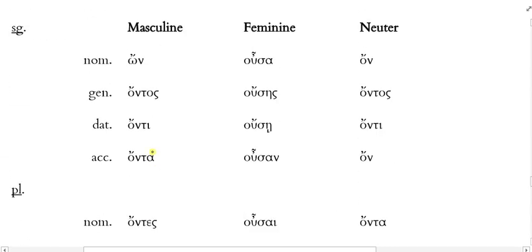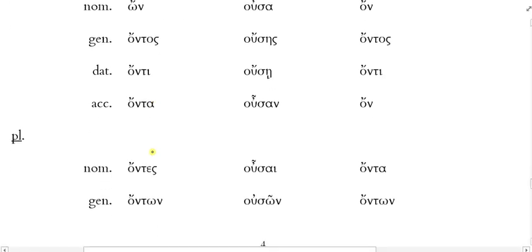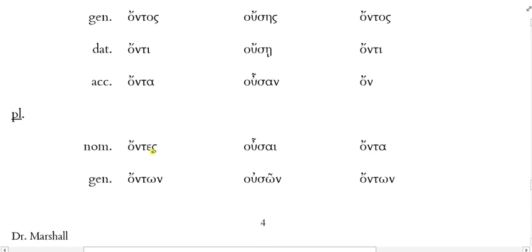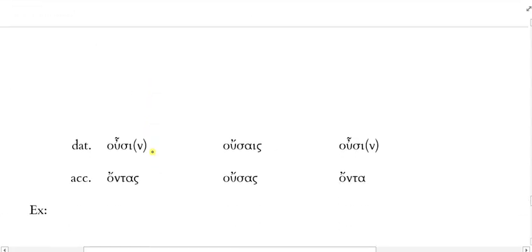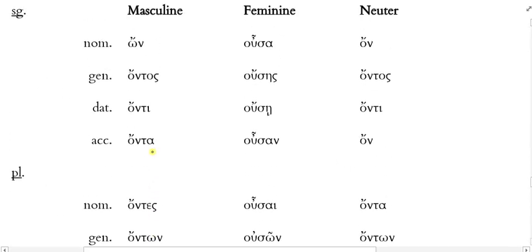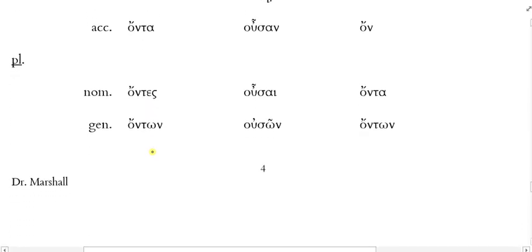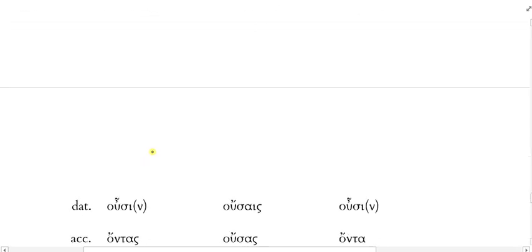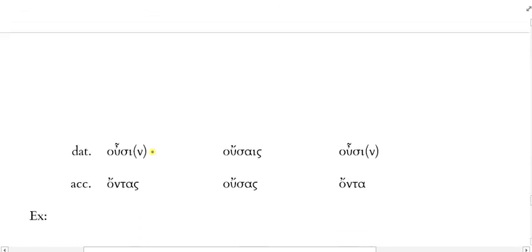Back to the feminine forms, everybody. Ousa, ouses, ouse, ousan, ousai, ouson, and ousais, ousas. And then the neuter forms: on, ontos, onti, on, onta, onton, ousi, onta.